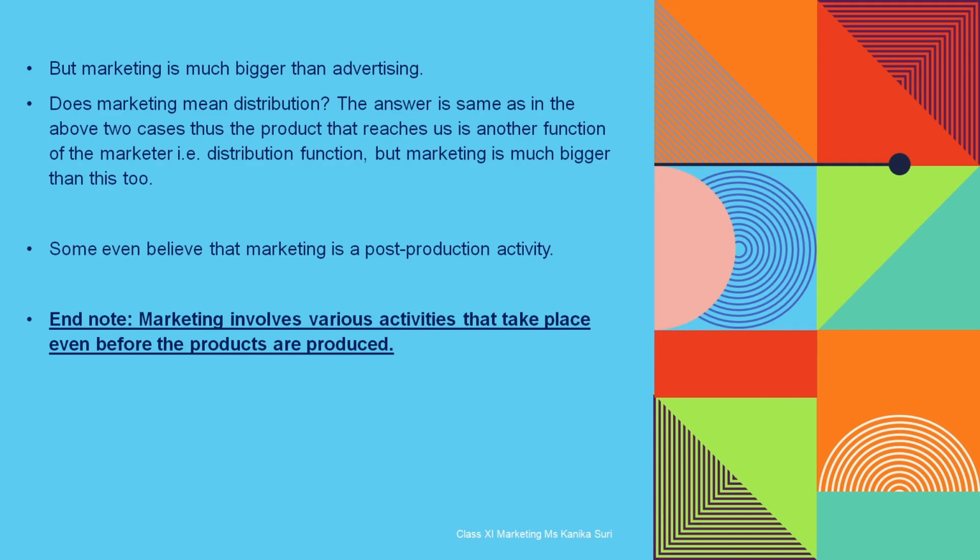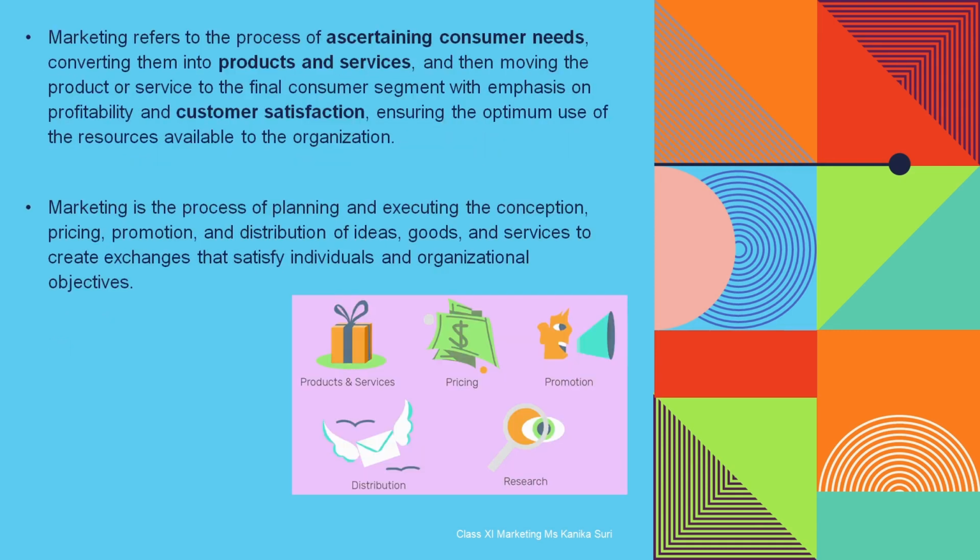One example is Tesla. We all have heard about the car Tesla. That is one example. So एक बहुत ही easy सी definition आ जाती है. The very first definition that we are going to read here is marketing refers to the process of ascertaining consumer needs. आप consumer need को ascertain कर रहे हो, identify कर रहे हो. You are converting them into products and services.